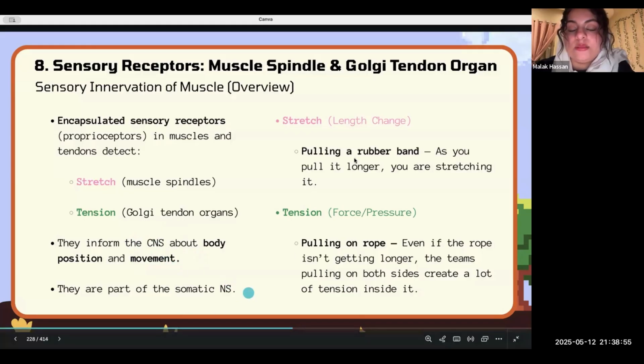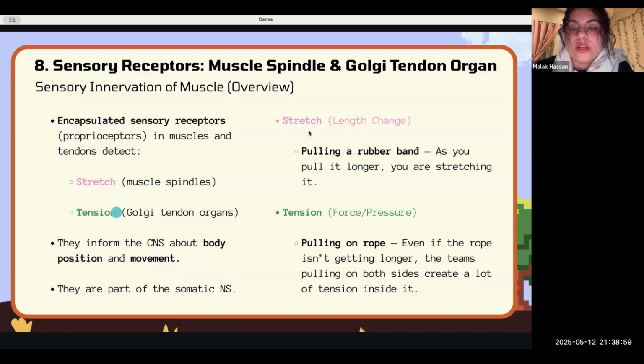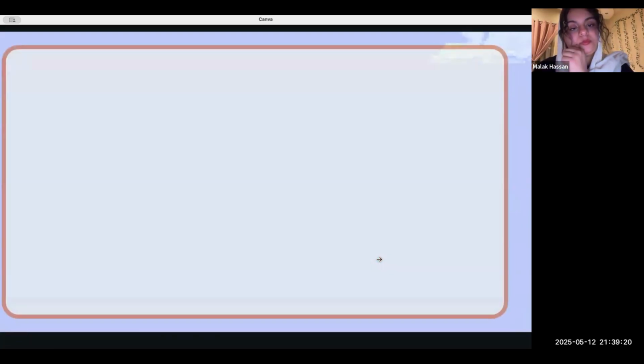And they're part of the somatic nervous system. But what's the difference between stretch and tension? Well, stretch is the change in length. So if you're pulling a rubber band, you're pulling it longer, you're changing the length, so you're stretching it. However, tension is like pulling on a rope. Even if the rope isn't getting longer, kind of like a tug of war, there's pulling on both ends. It creates a lot of tension inside the rope.